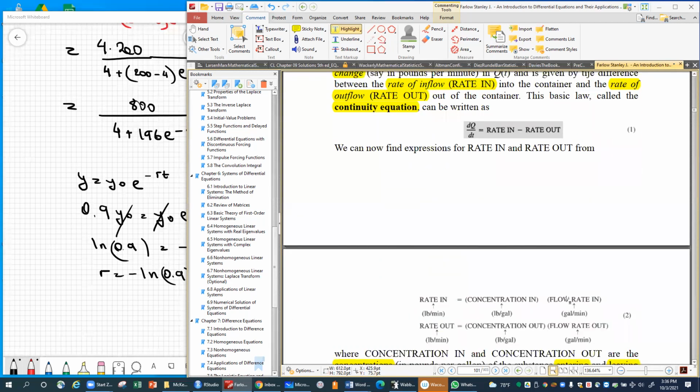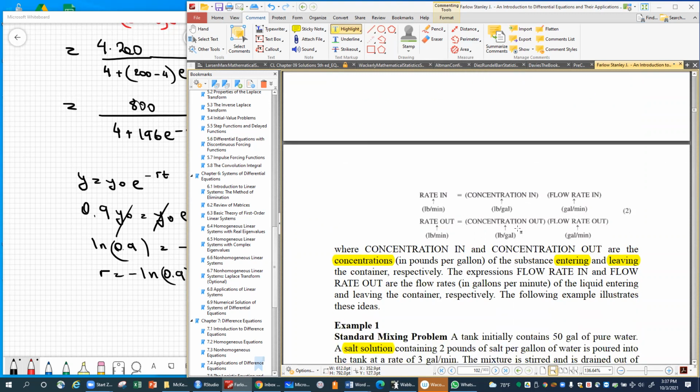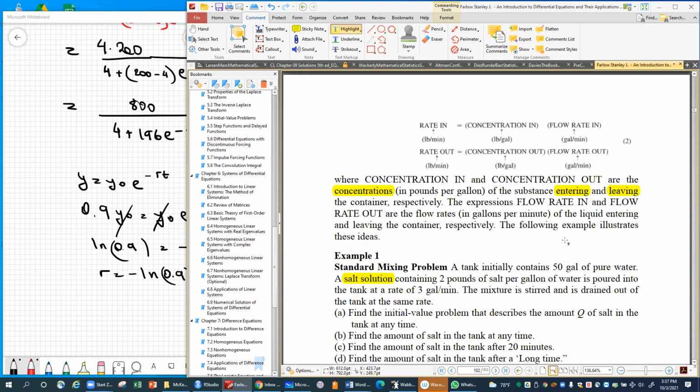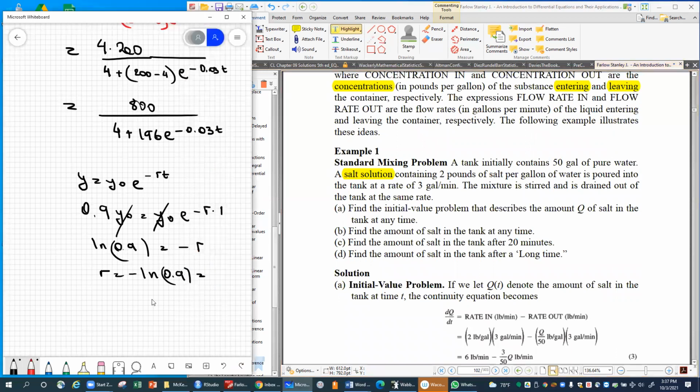So this has to be written in more detail, okay? So what is the rate in? It's a concentration in, say, pounds per gallon, times the flow rate in, gallons per minute, so you get pounds per minute. And similarly for out: concentration out, pounds per gallon, and flow rate out, gallons per minute, okay? And you basically just write it out in a particular situation and see what happens.